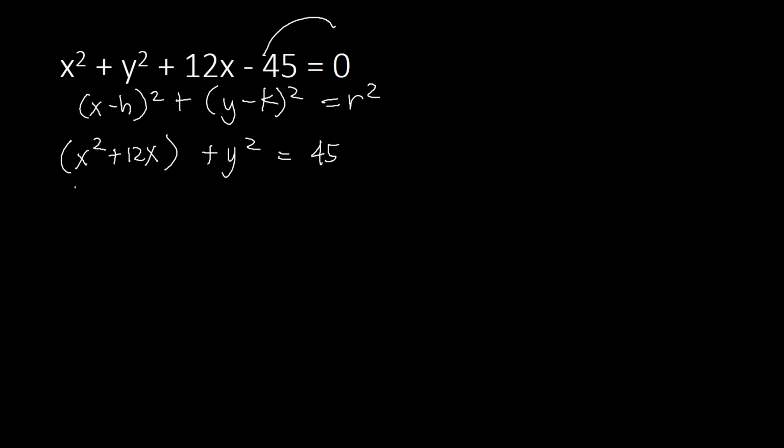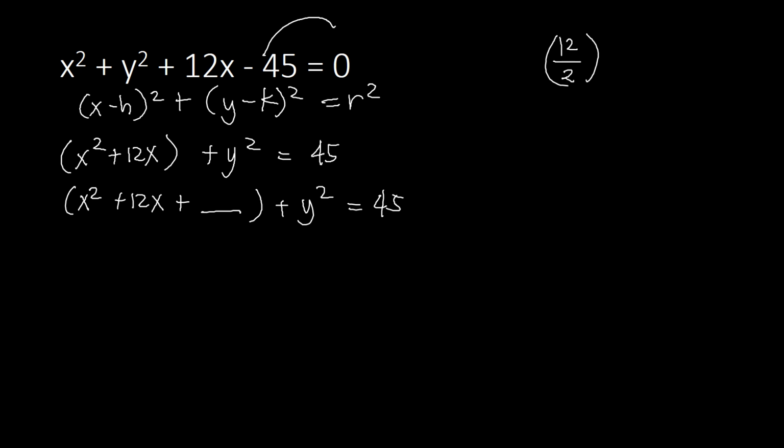Then we do complete the square. So we've got x squared plus 12x plus a number plus y squared. That will be equal to 45. So we take the number in the middle, that's 12. We're dividing that one by 2, squaring that one. So 12 divided by 2, that's 6. Squaring that one, that's equal to 36. So we're adding 36 here and also on the right side.